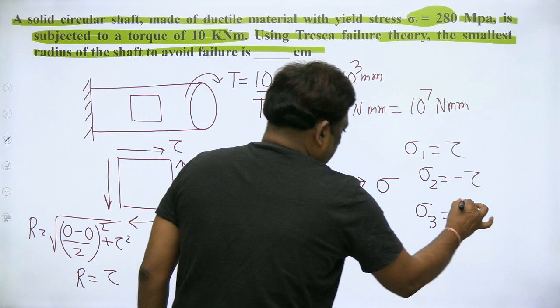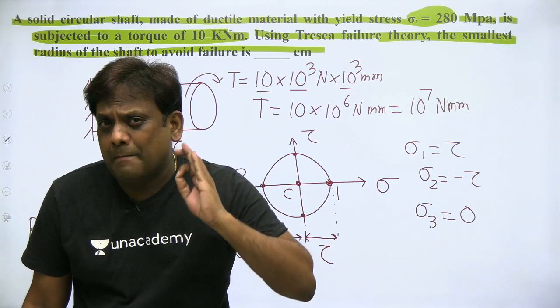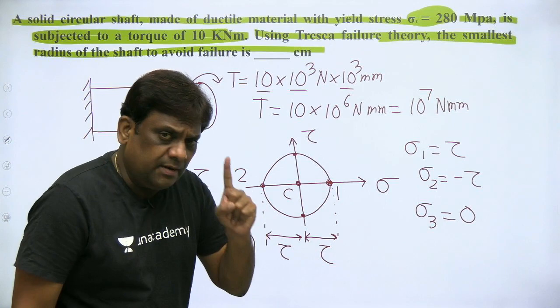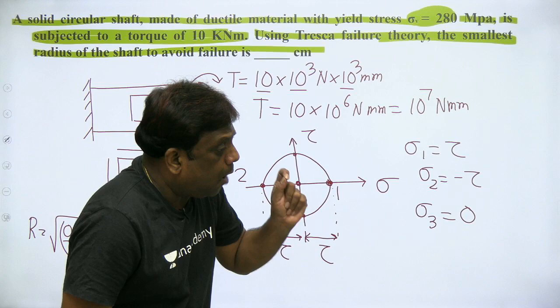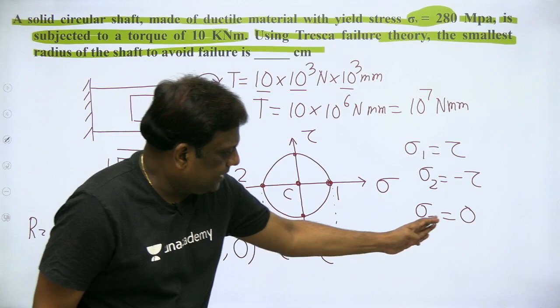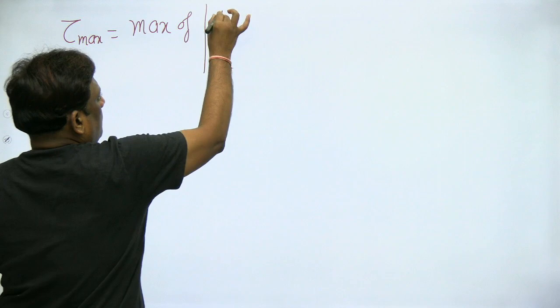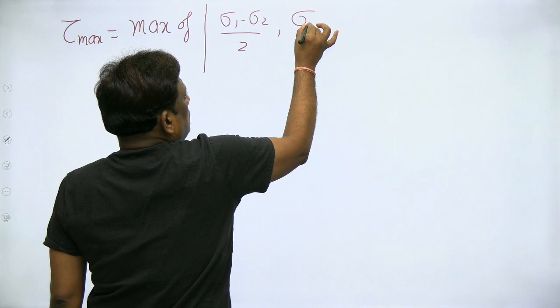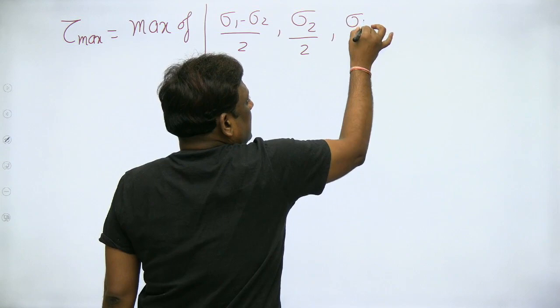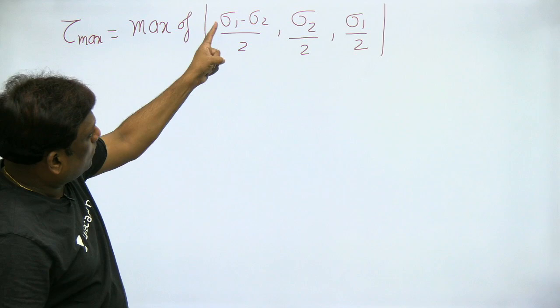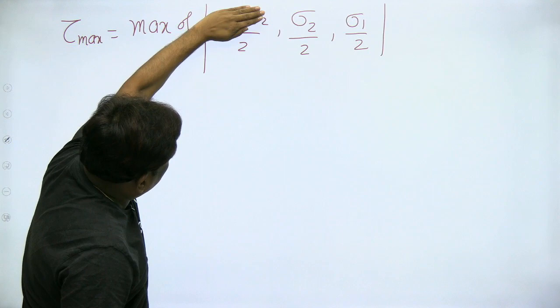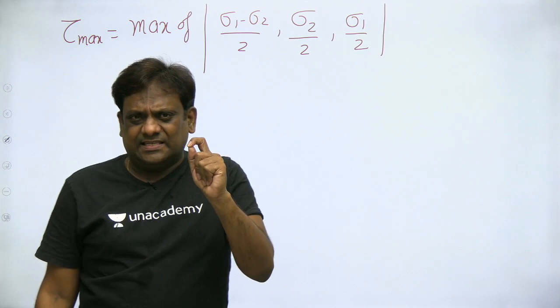Always calculate the absolute maximum shear stress. I told you in my earlier classes also, when two principal stresses are of opposite nature and the third is zero, the maximum shear stress is the absolute maximum of (sigma 1 minus sigma 2) by 2, (sigma 2 minus sigma 3) by 2, and (sigma 1 minus sigma 3) by 2. Look carefully: when both are of opposite nature, minus of minus will be plus and this value will be more. I repeat, when both are of opposite nature, the absolute maximum is this one only.